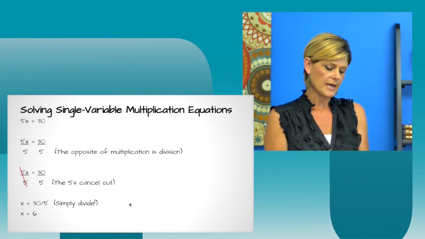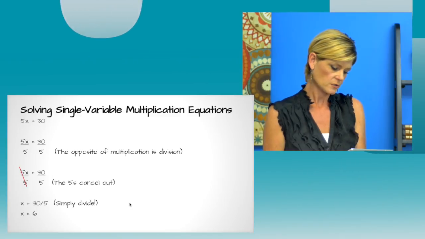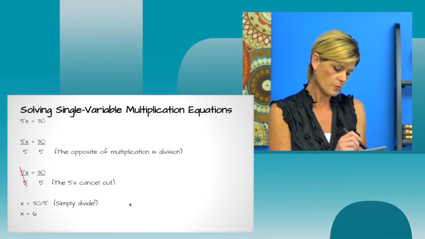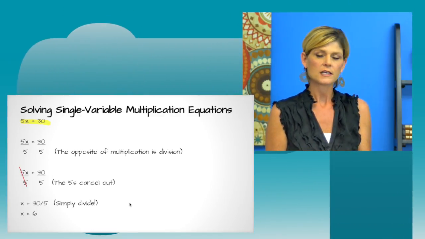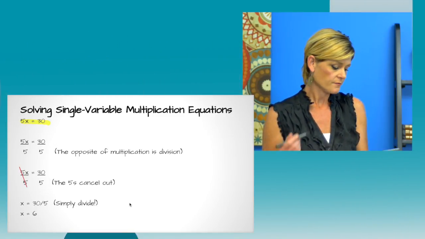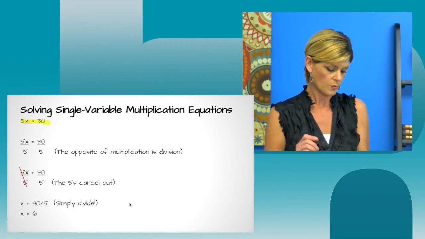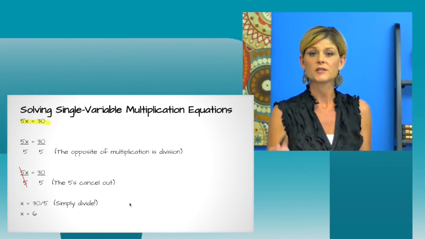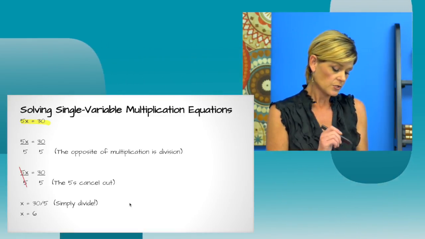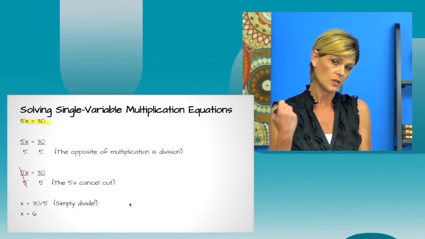Okay, so let's take a look at solving single variable multiplication equations. We have, for our problem, 5x equals 30. Now remember, when we're trying to find the value of x, or trying to solve for our variable, we need to isolate that variable. And the way that we do that is by using the inverse operations. So this question is asking us to multiply. 5 times x equals 30.